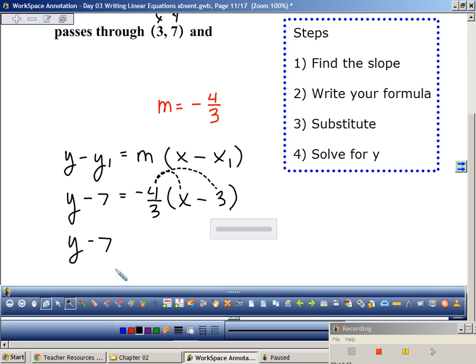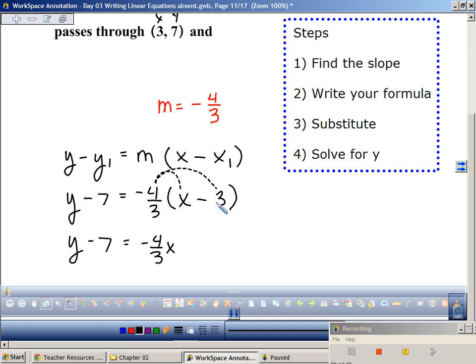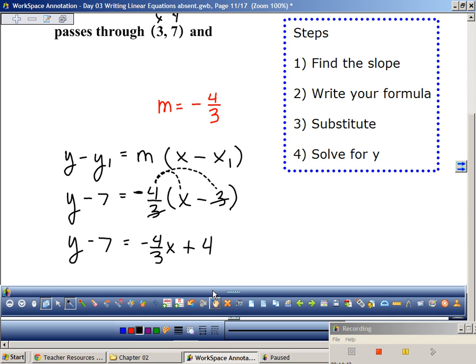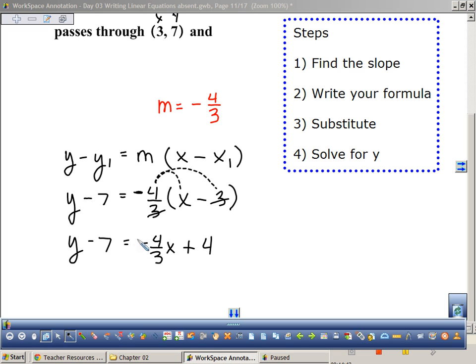All right. What is -4/3 times x? -4/3 x. What is -4/3 times -3? Positive, because we got a negative sign here, right? +4, because the 3's are going to cancel. Correct? Now all I have to do is add 7 to both sides, and it's y equals -4/3 x plus 11.